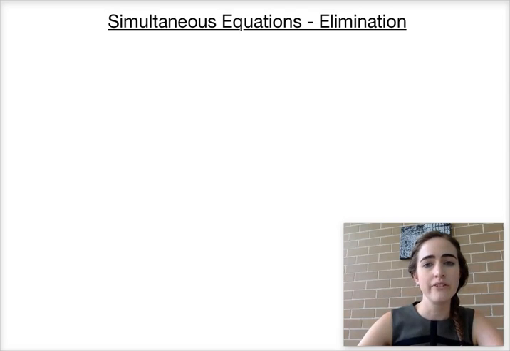In this video, I want to have a look at solving simultaneous equations, and we're specifically going to look at it using the elimination method. So in other videos, we've looked at solving them graphically, and we've looked at solving them using the substitution method. This one's specifically the elimination method.